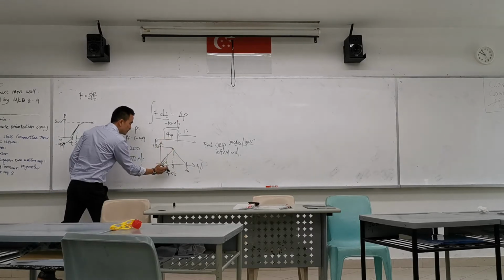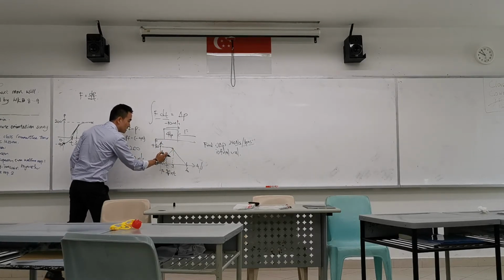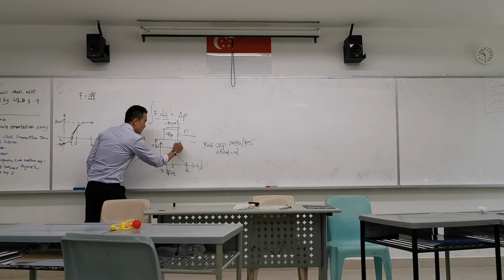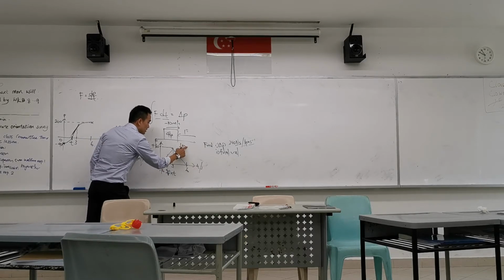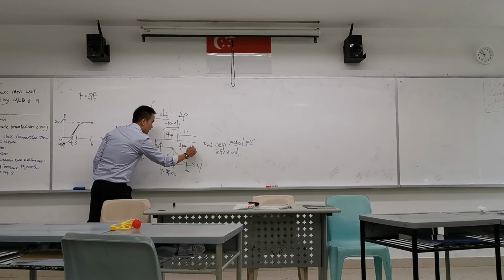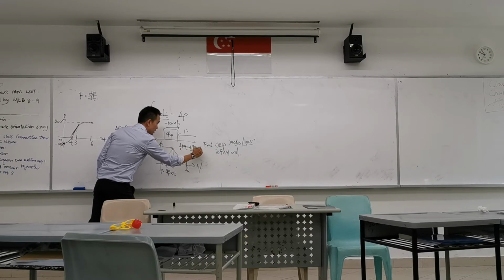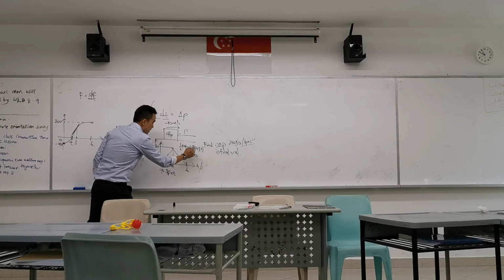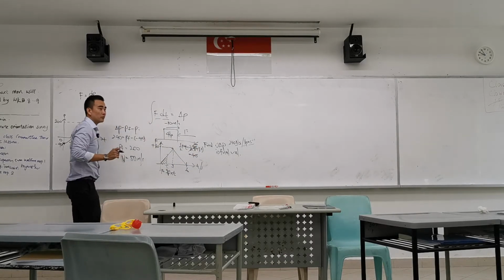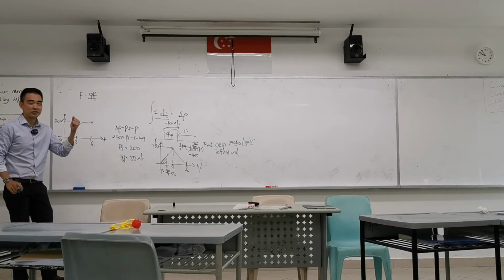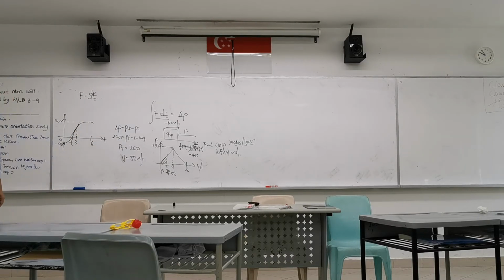So therefore, at time t, the area over here must be equal to 40. Therefore, using this graph, half times F times t, which equals half times 80 upon 3 times t, must be equal to 40. Then you get t equals root 3, correct.